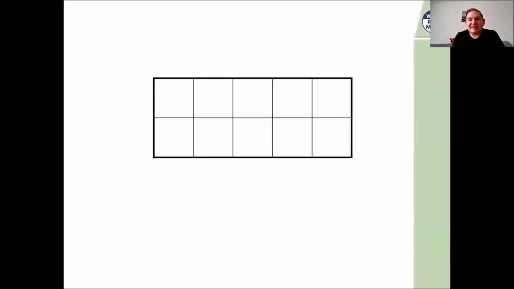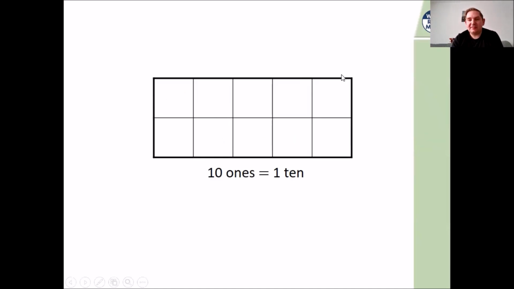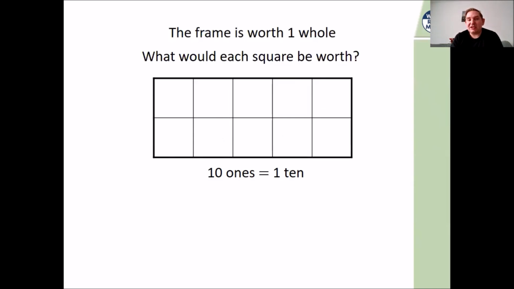Okay, so here we have a tens frame. And if this tens frame was worth 1 in each space, we could say that 10 ones equals one lot of 10, because we have 10 ones here and they make one big group of 10. If we were to say that the frame is worth one whole, what would each square be worth? Have a think and pause the video now.